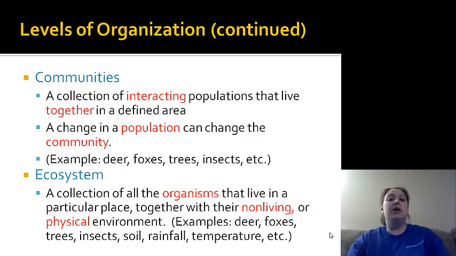An ecosystem not only looks at the living or biotic factors, but the non-living or abiotic factors. These abiotic factors may be things such as the temperature, the soil, rocks, light, things that are non-living that can affect that ecosystem.